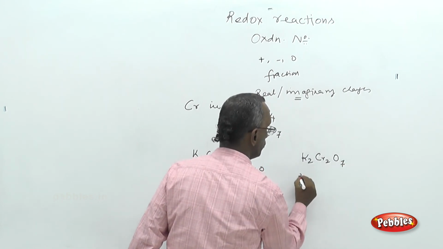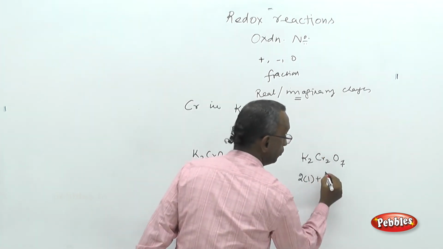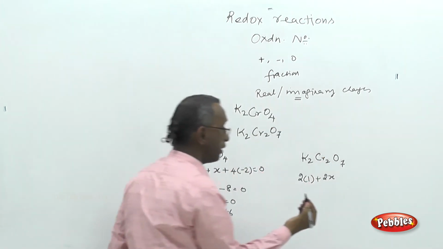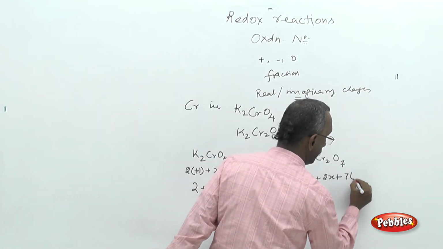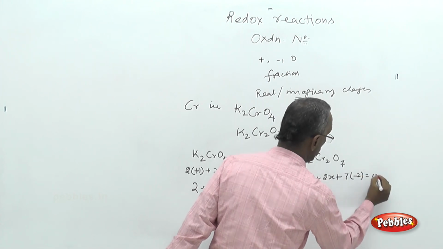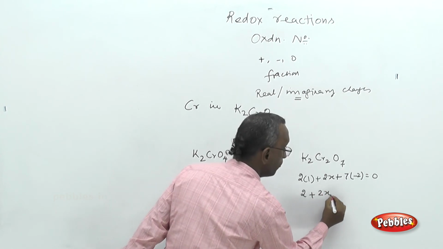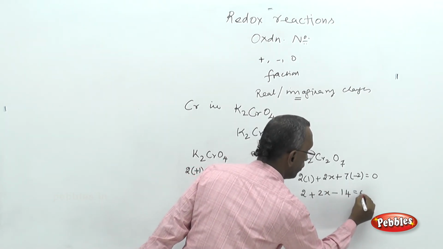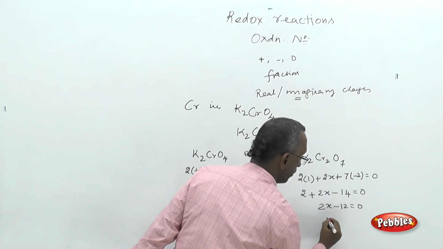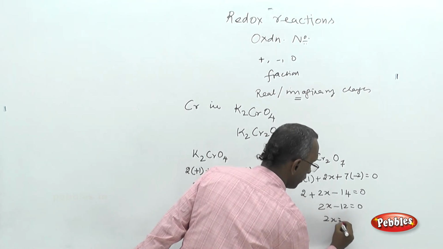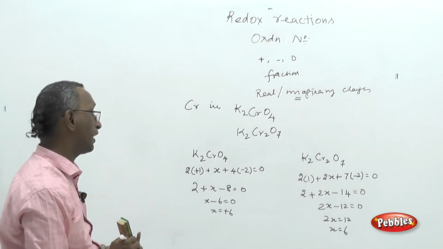K2Cr2O7. So 2 into 1, plus here there are 2 chromium atoms, each with oxidation state X, which we have to find: 2X plus 7 into -2 equal to 0. So 2 plus 2X minus 14 equal to 0. 2X minus 12 equal to 0. 2X equal to 12, or X equal to 6. In both the compounds, the oxidation state of chromium is 6.